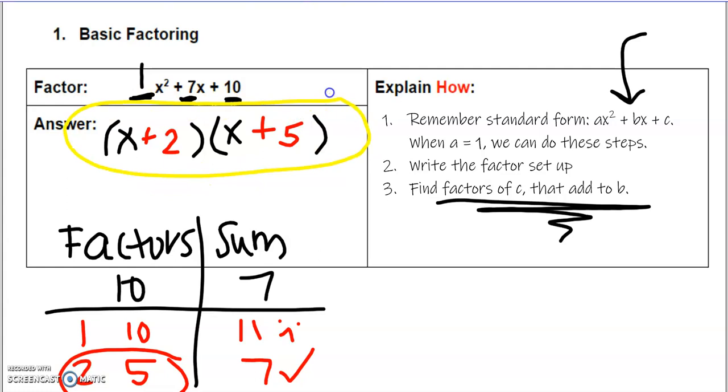Okay, and there's my answer: x plus 2 times x plus 5. So like I said, I make this chart. You'll see me do it when I factor. If that's going to help you, try it out. If not, you have a method that works, stick to that.